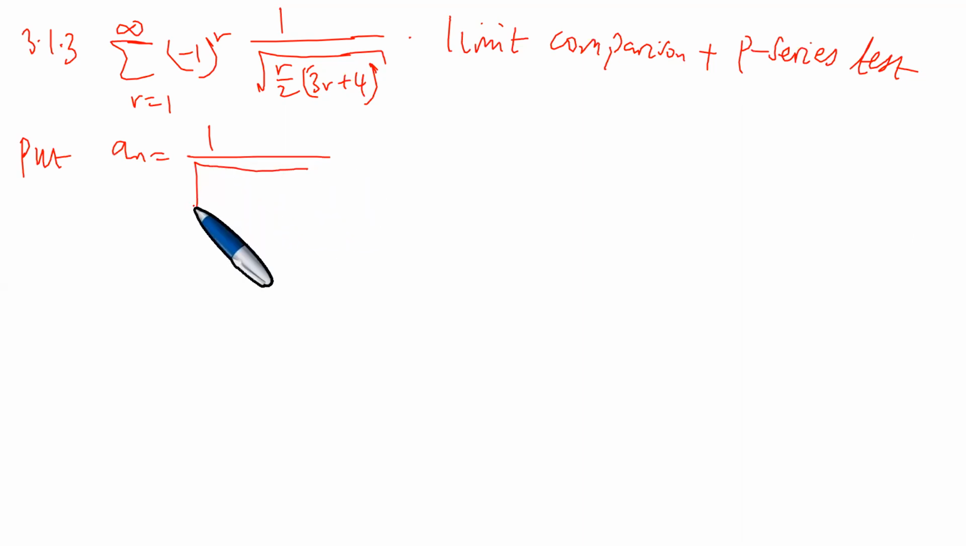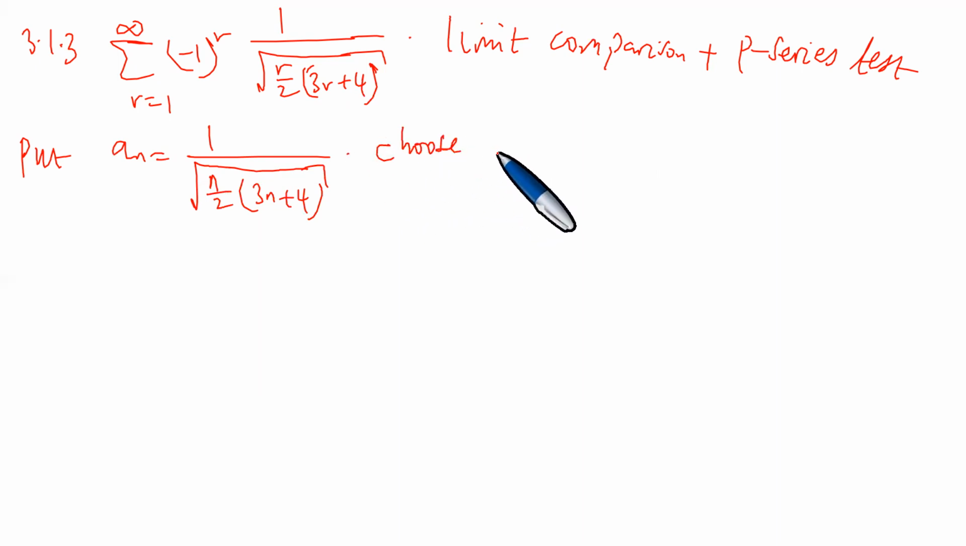Okay, so we have n over 2 into 3n plus 4. All right, so what would this one be, for example? Now, because we have the square root like this, put that and choose Bn. Okay, and hence the P series is going to come into the picture. So we choose Bn. What is Bn now?